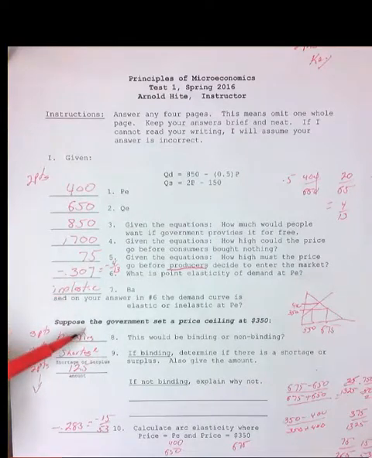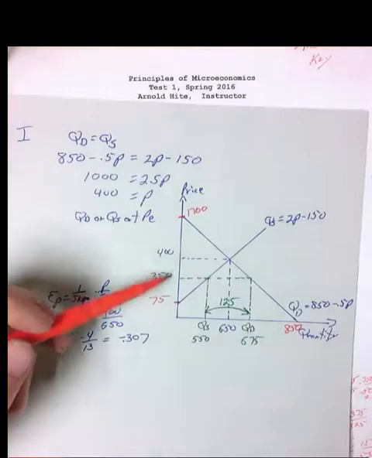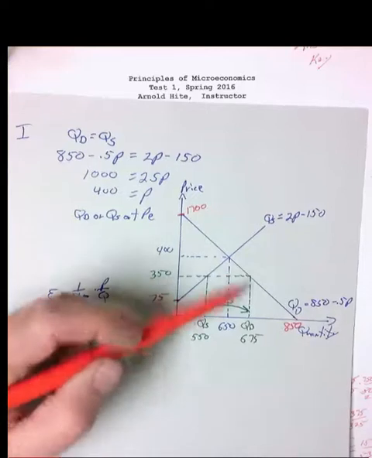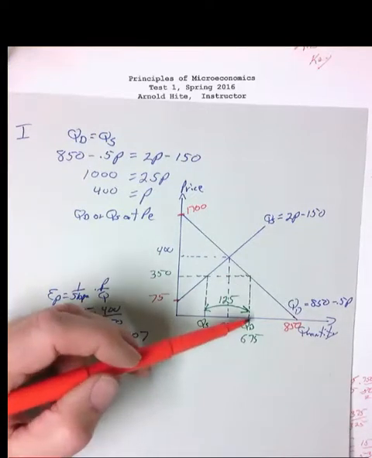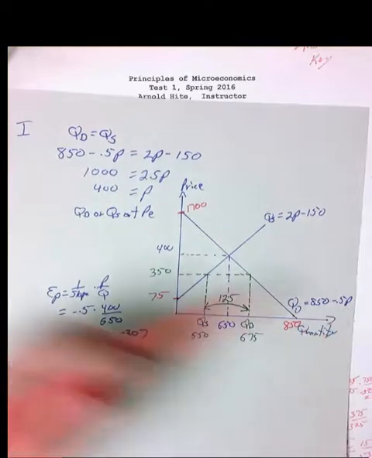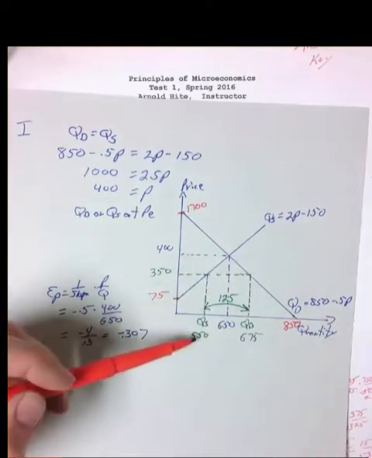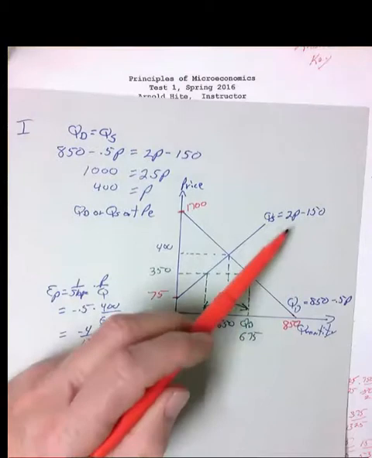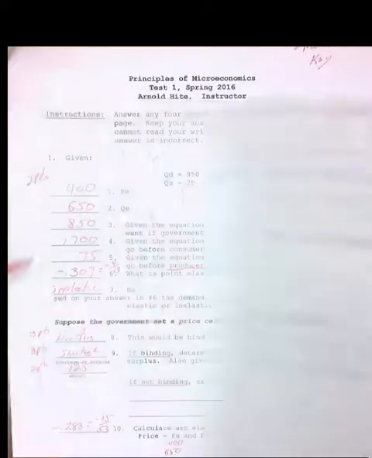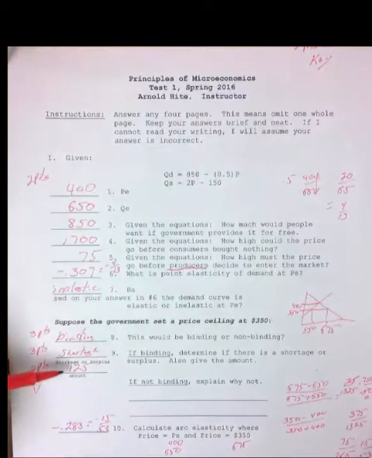Next, suppose the government set a price ceiling at 350. Well, 350 is below 400. It's a price ceiling, so the price cannot go above it. It will be binding. The quantity demanded will be 675, found from the demand equation by just putting the 350 in there. The quantity supplied will be 550, found from the supply equation by putting 350 in there, and the difference of course is a shortage of 125.